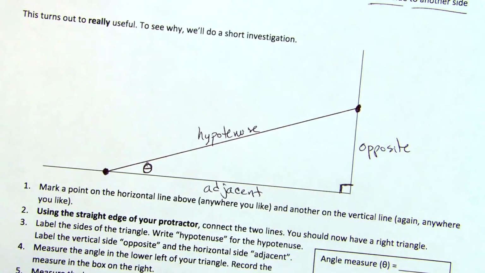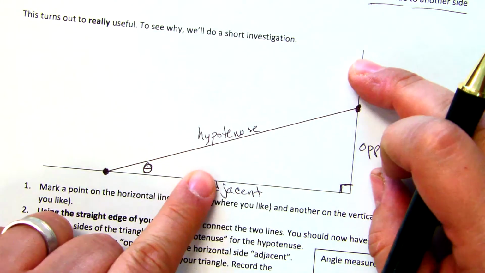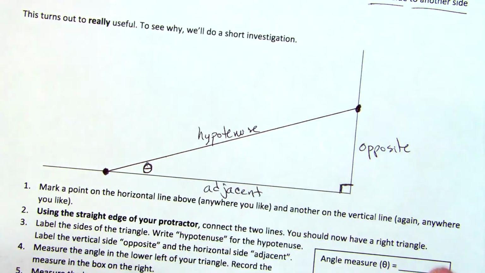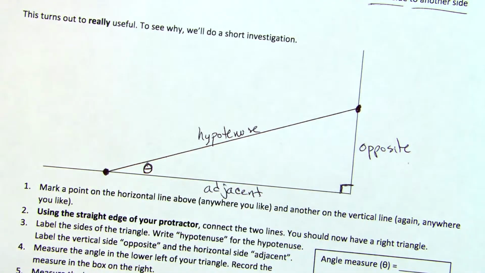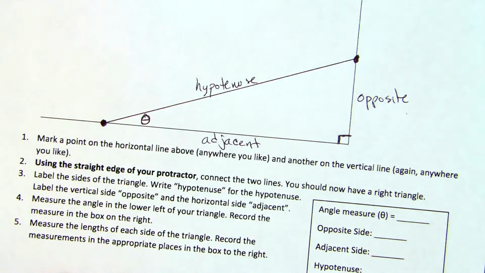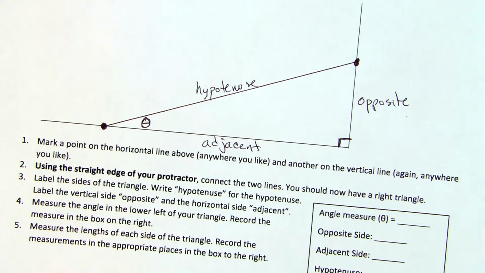Okay, so you should have something that looks like this. Your triangle may be different, your points may be in different places, however you did it. But you should have opposite over here, adjacent here, and hypotenuse there. Okay. Now, step 4, we're going to measure the angle in the lower left of the triangle.